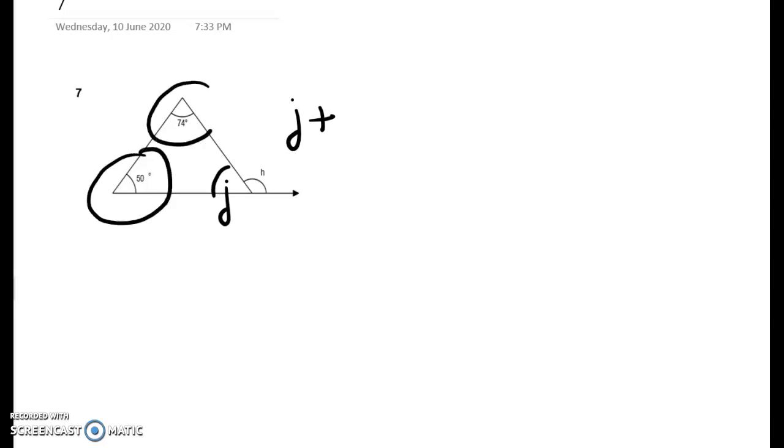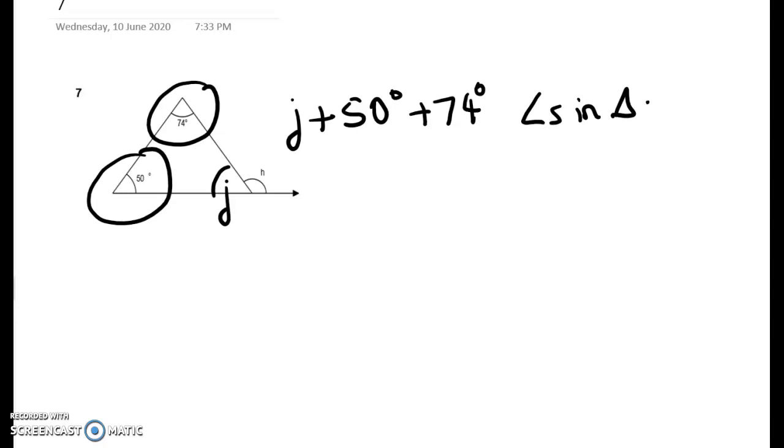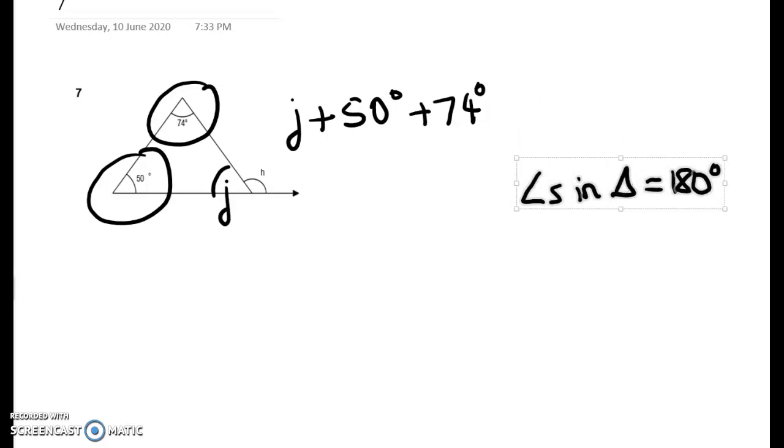There are a couple of ways to do this one. I'm going to do it a slightly less efficient way first, and that's using the angle in a triangle rule. And I'm going to put an extra angle in here and call it angle J. So we can say that J plus this one and this one have to add up to 180 degrees. So we write down our reason: angles in a triangle equal 180 degrees. And I have to write that this is equal to 180 degrees.